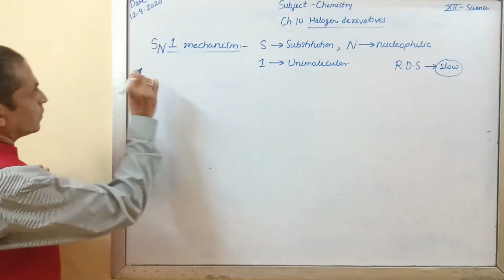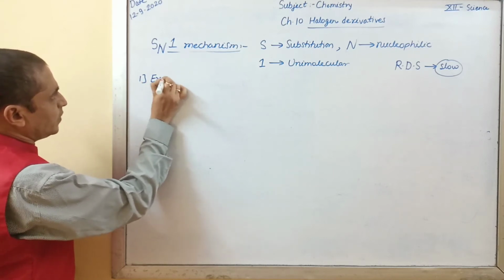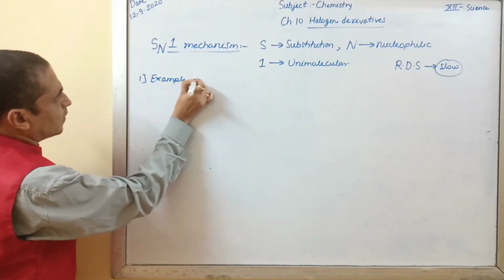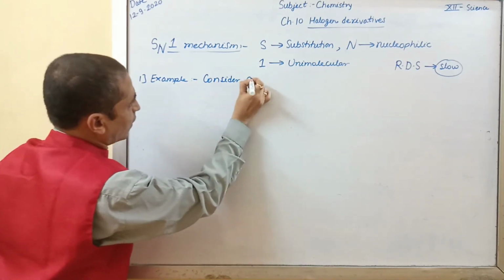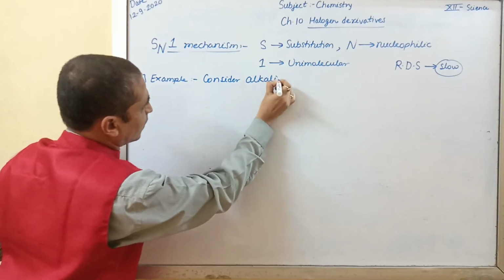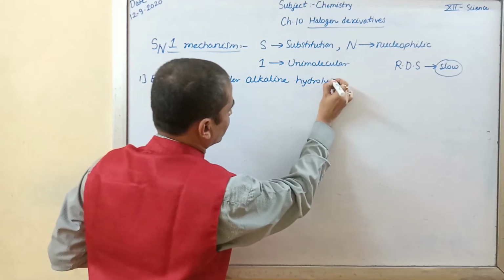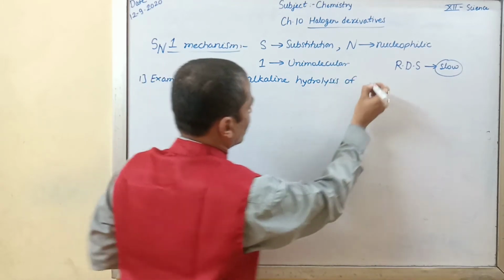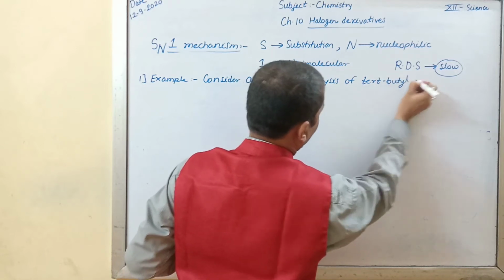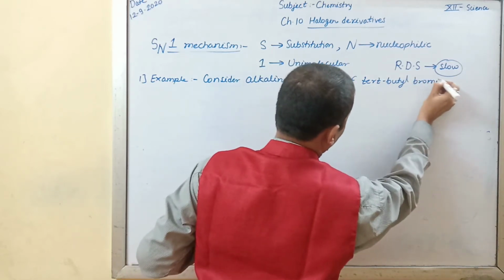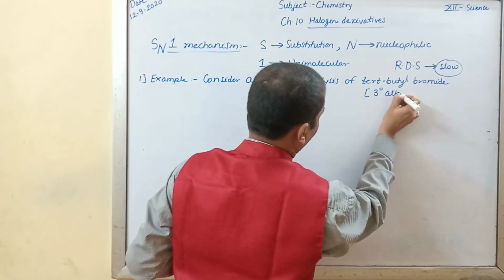Now let us start with SN1 mechanism. See, first consider an example: alkaline hydrolysis of tertiary butyl bromide. This tertiary butyl bromide is a tertiary alkyl halide.